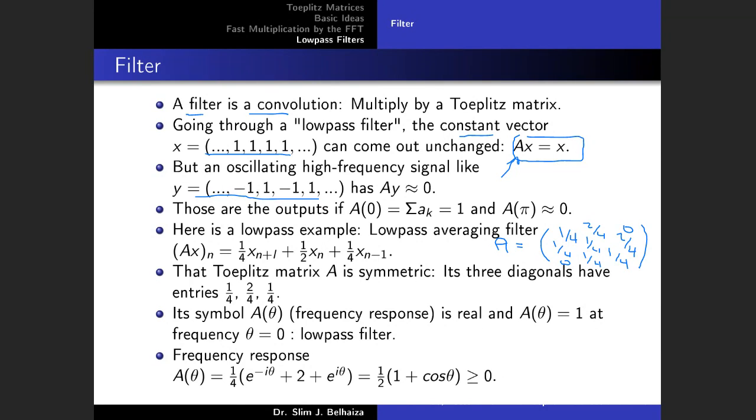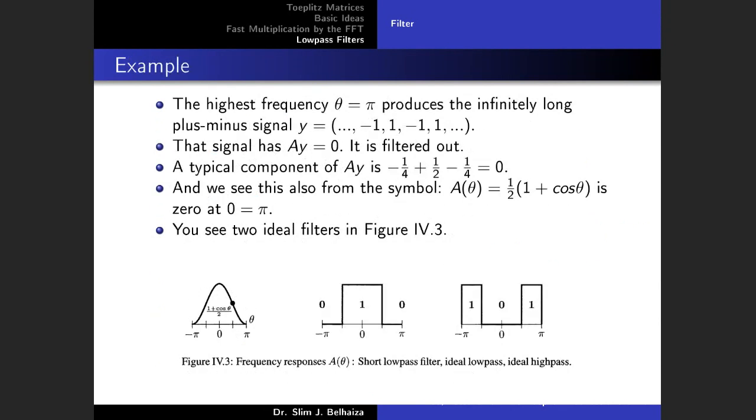Its symbol A(theta), the frequency response, is real, and A(theta) is equal to 1 at frequency theta equals 0. So we have what we call a low-pass filter. The frequency response would give you half of 1 plus cosine theta, which is always going to be positive. And this brings the ideal filters, as presented in this figure 4.3.